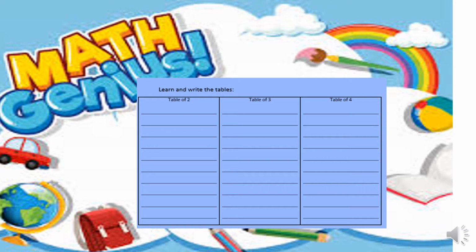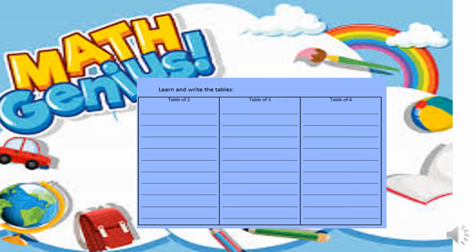Today we will start a new topic, that is multiplication. If you look at your booklet on page number 33, I have given you tables of 2, 3, 4, 5, 6 and 7, and the question is learn and write the tables. So you have to learn and write the tables from 2 to 7.